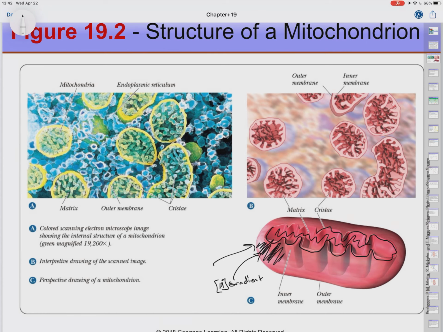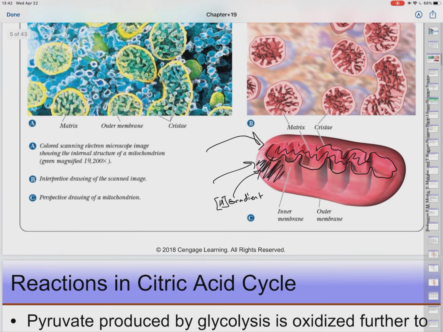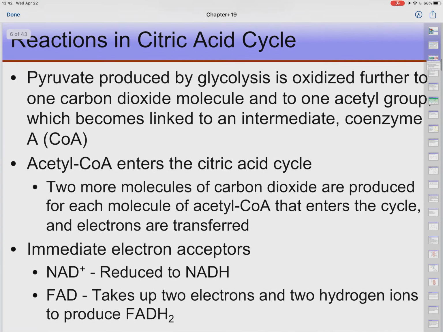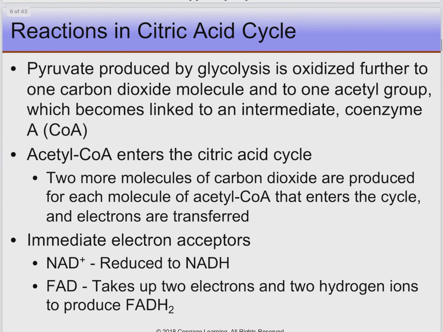matrix. It's kind of like if you just zoomed in and now we were calling this, you know, the cell, and on the inside is where the cytosol is. That's the matrix. So the cytosol of the mitochondria is the matrix. Okay, that's where these reactions are going to be taking place, the citric acid cycle.